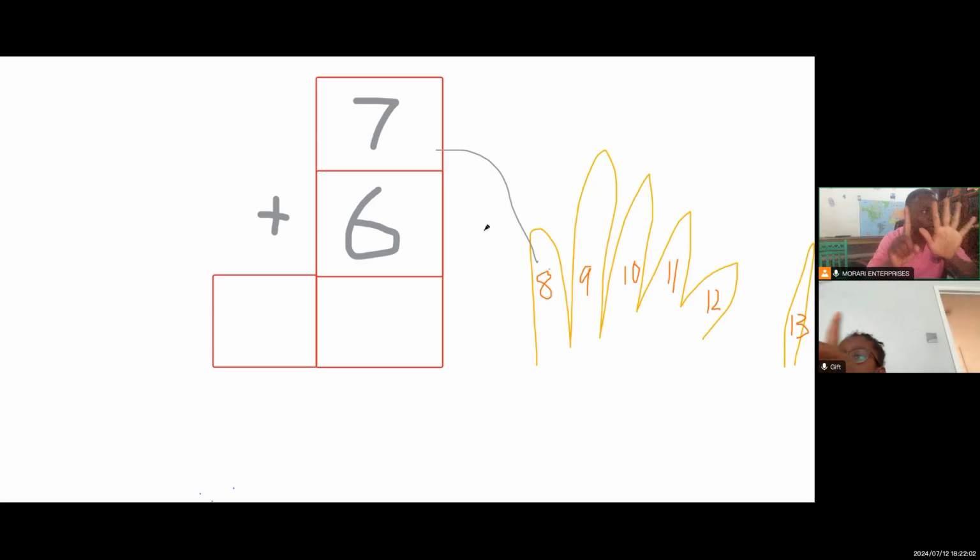So 7 in my pocket, and I want to add this 6. Show me the 6 you want to add to the 7. Very good. So let's go 7, and then now let's count. After 7 is 8, 9, 10, 11, 12, 13. Very good. And if you turn your fingers towards you, 7 in my pocket, I hit my pocket, I say 7. 8, 9, 10, 11, 12, 13. So you do front fingers, back fingers, you still get it.